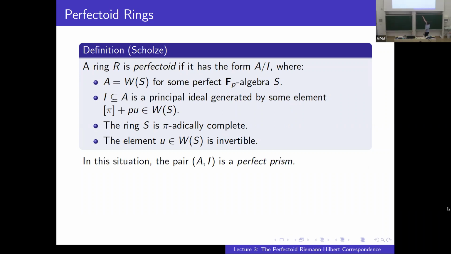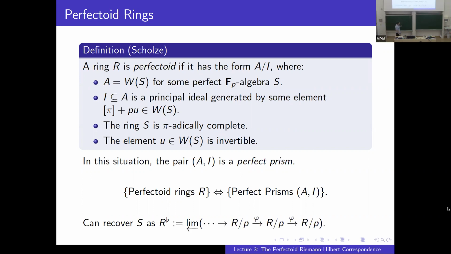So just a bit of terminology. In the situation of this definition, this pair (A, I) is an example of a perfect prism. And the definition I've given here is that R is perfectoid if it has a presentation of this form. But if that presentation exists, it's essentially unique. Everything in here, except for the choice of generator of the ideal I, is actually uniquely determined. So a more precise statement is that the category of perfectoid rings is equivalent to the category of perfect prisms, the category of data like this.